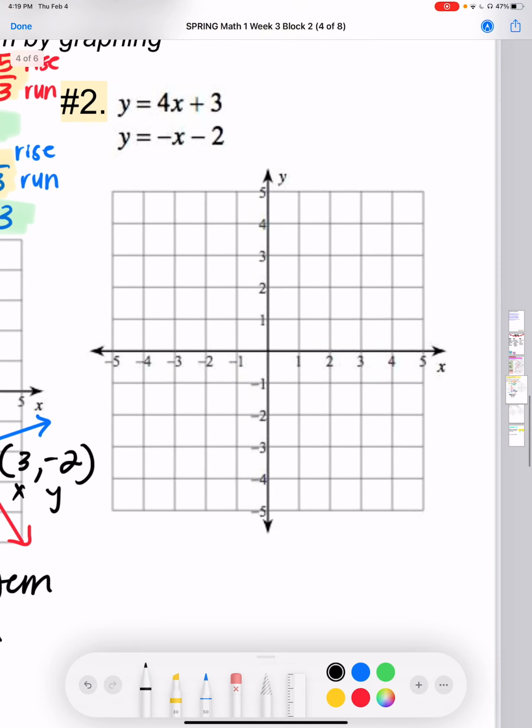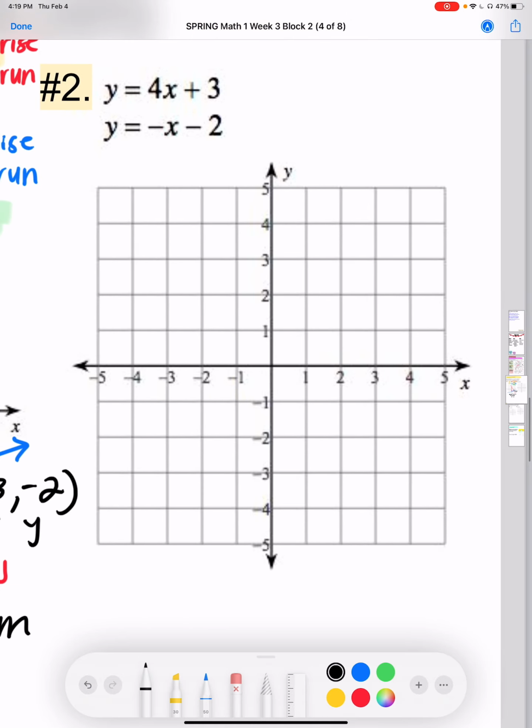So for number 2, we have, again, 2 equations. So I'm just going to go ahead and number them. Here's equation 1. Here is equation 2. So again, this is essentially the same thing. The only thing that's different is that we're graphing 2 equations on the same coordinate plane.